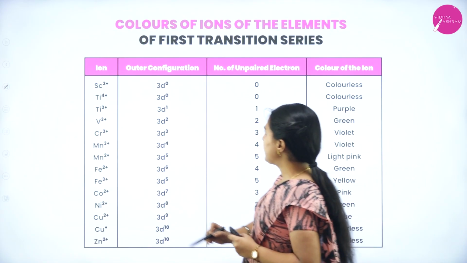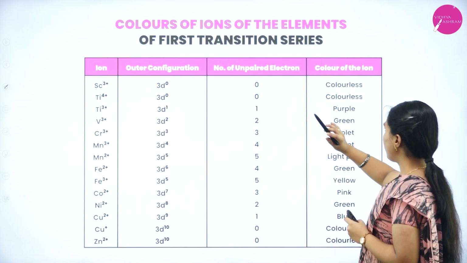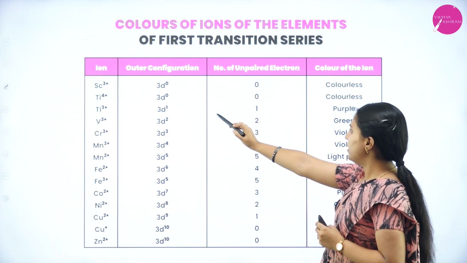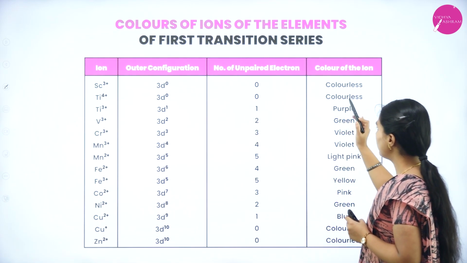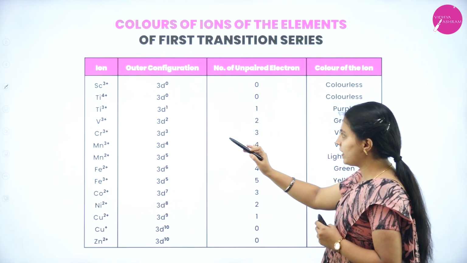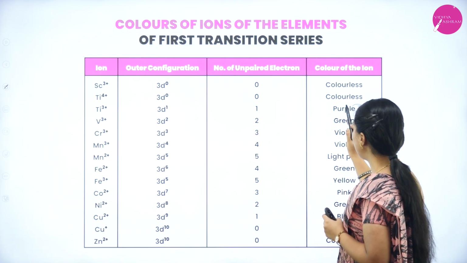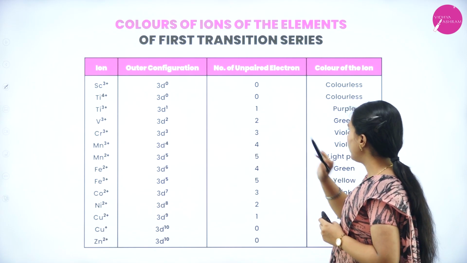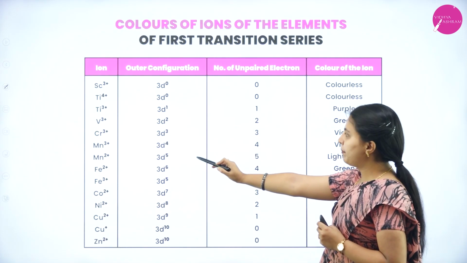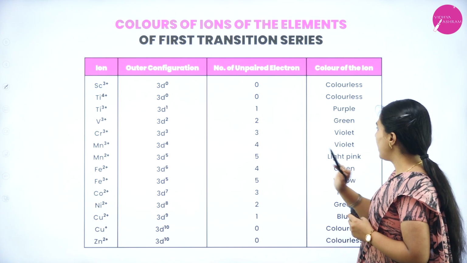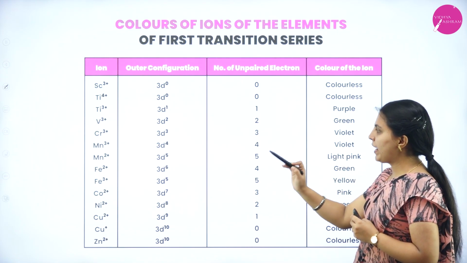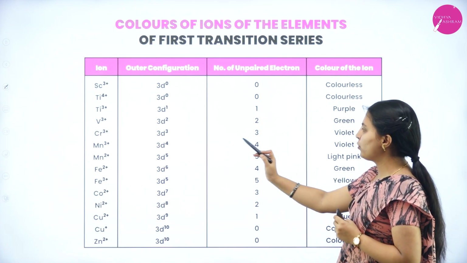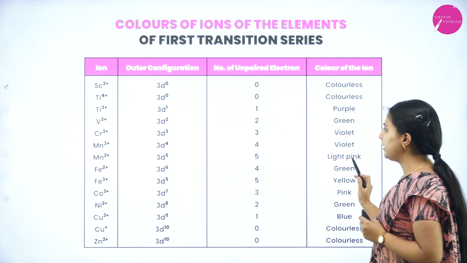See here, scandium 3d0, number of unpaired electrons is 0, colorless. Titanium 4+, 0, no unpaired electron, colorless. Titanium +3, 3d1, 1 unpaired electron, purple. Vanadium +3, 3d2, 2 unpaired electrons, green. Chromium 3+, 3d3, 3 unpaired electrons, violet. Manganese +3, 3d4, 4 unpaired electrons, violet. Manganese +2, 3d5, 5 unpaired electrons, light pink.